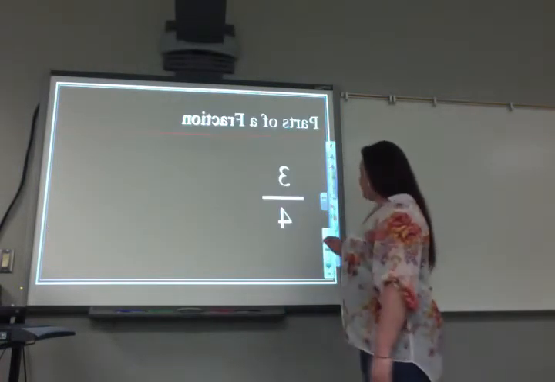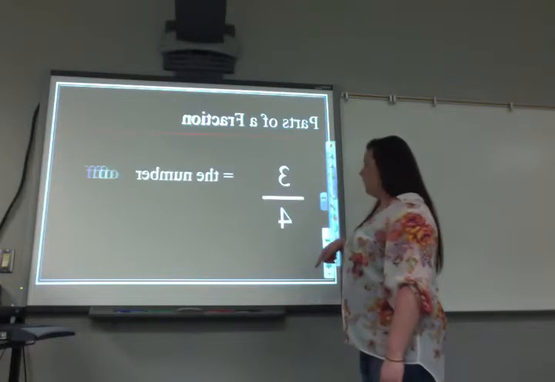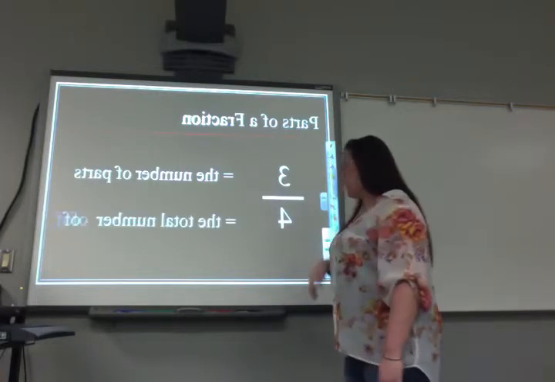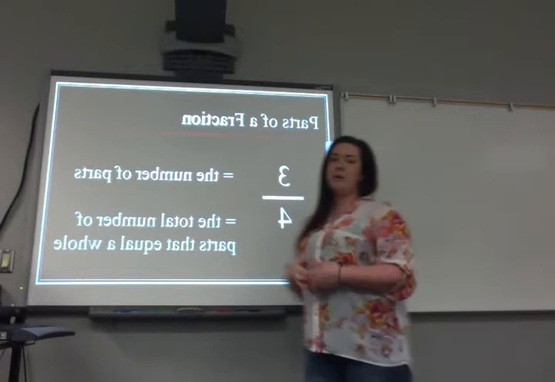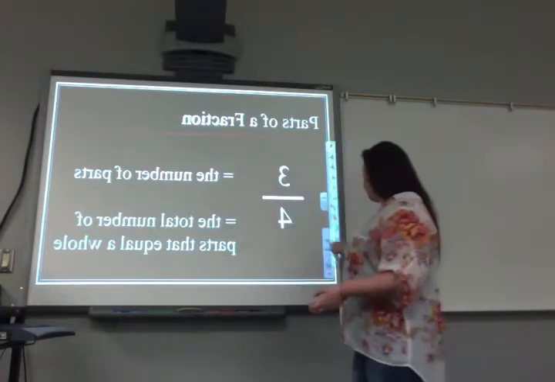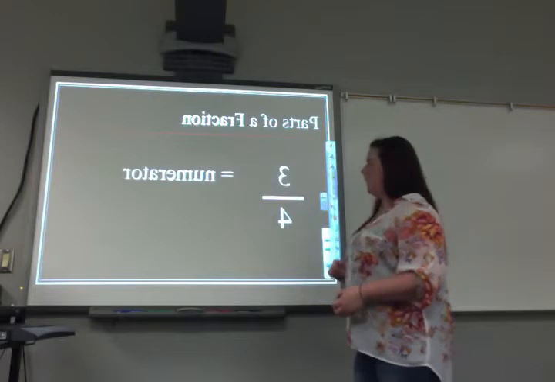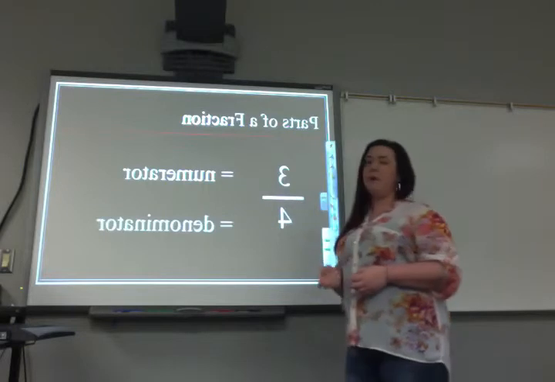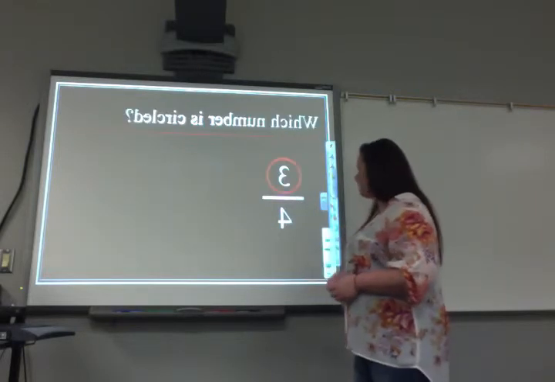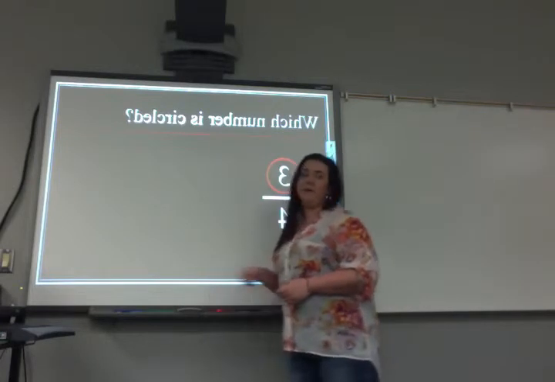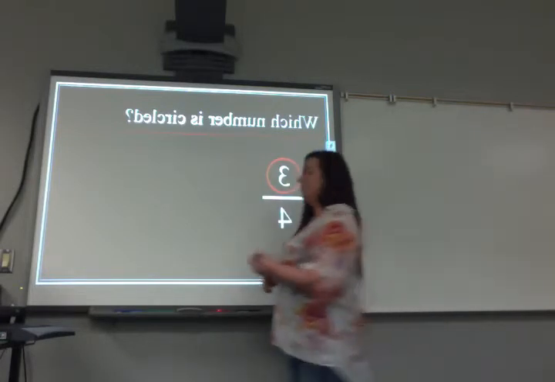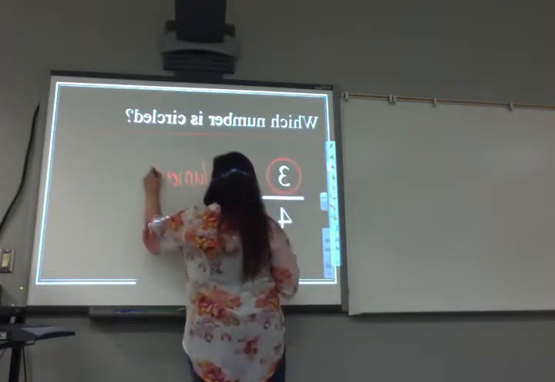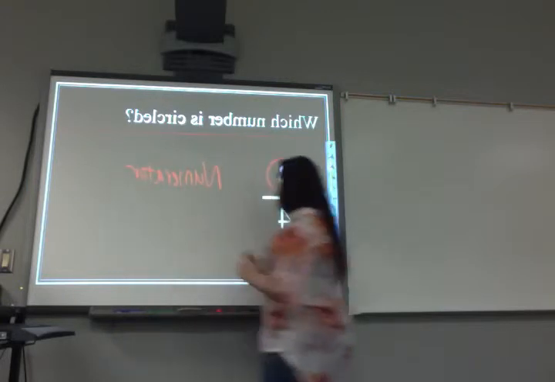So there are a couple different parts of a fraction. The top part represents the number of parts that you have. And then the bottom part represents the total number of parts that equal the whole. The top number is often referred to as the numerator, and the bottom part is referred to as the denominator. Okay. So, what number here is circled, the numerator or the denominator? Right, the numerator. Excellent.